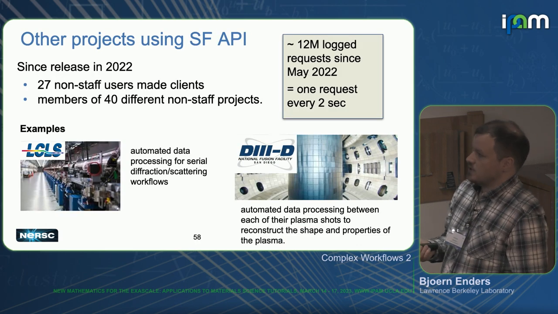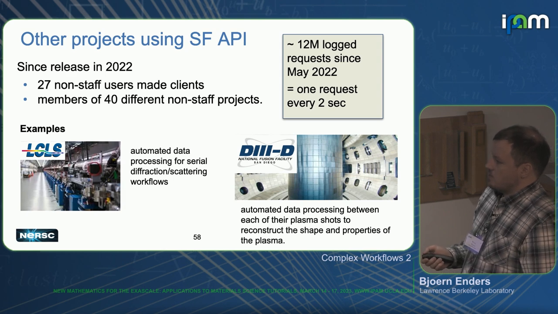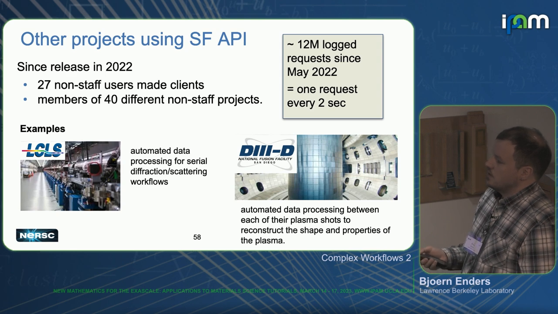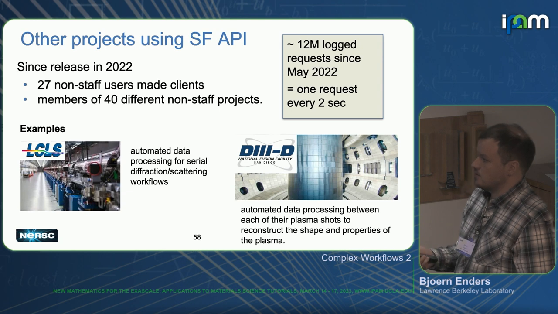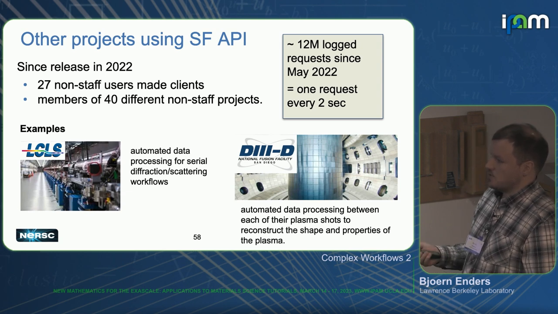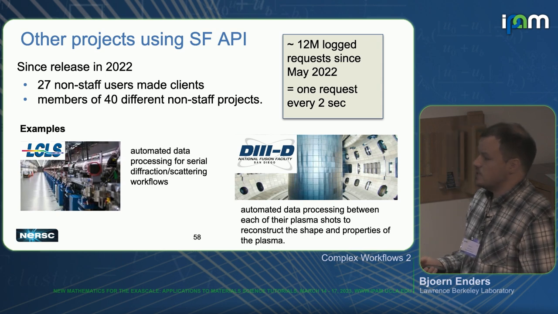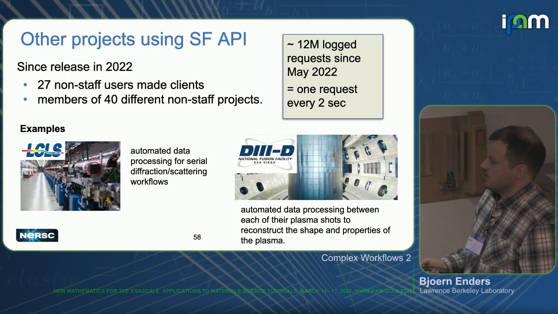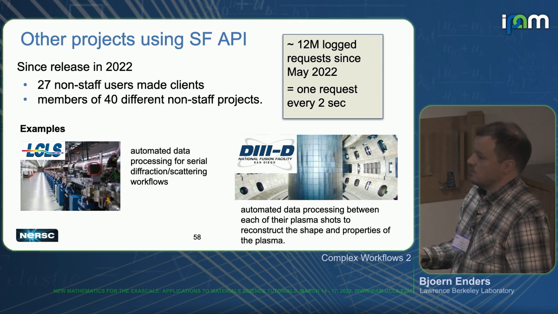But NCEM is not the only project using the SF API. We have 27 non-user-made clients. Compared to the 7,000 users we have at NERSC it's not much, but the API itself does a lot of work. It has 12 million requests logged in a year, so that's one request every 2 seconds coming through the API. SLS uses it for their JIP, the job interface daemon. And we also have a fusion facility that wants to do automated data processing between their runs with the API.